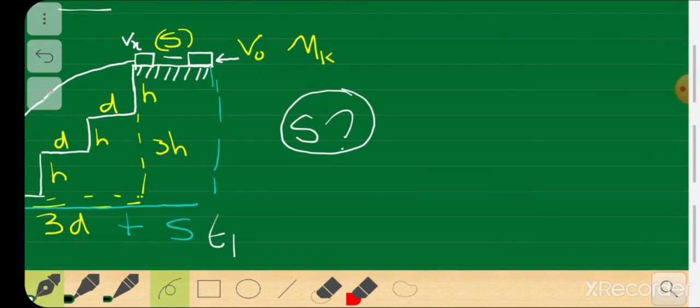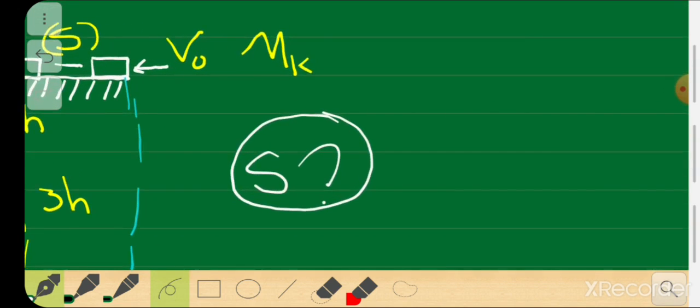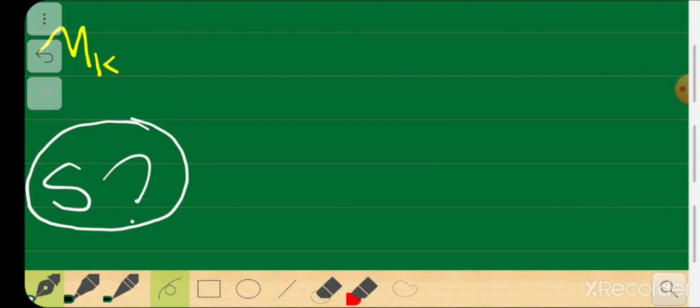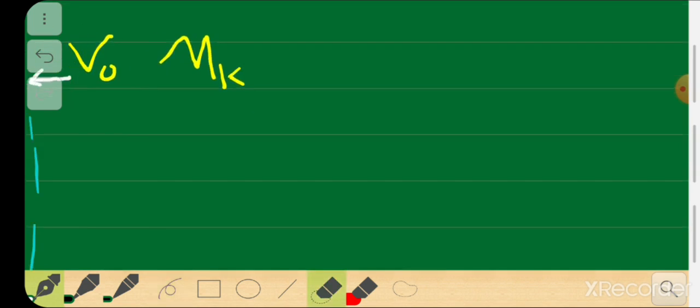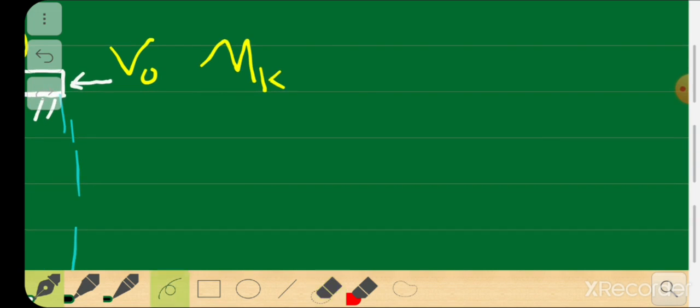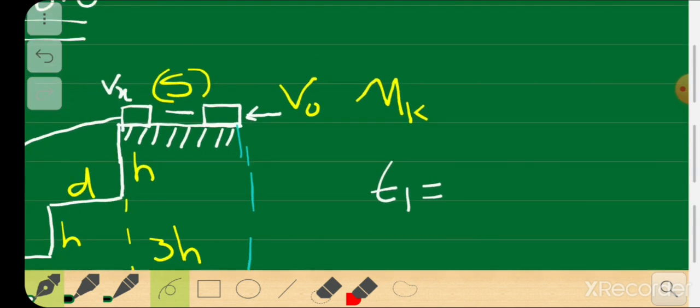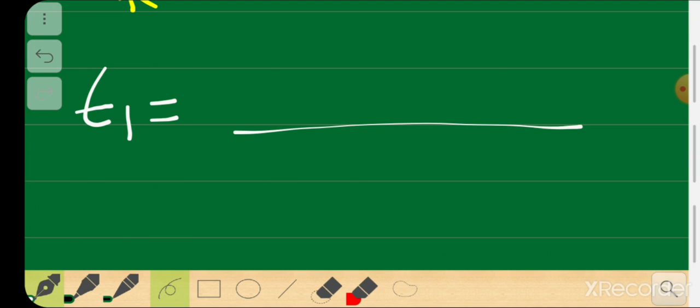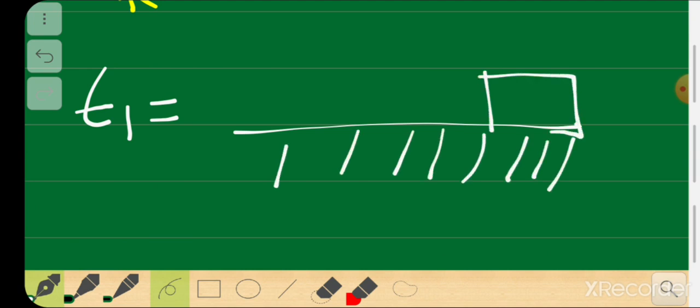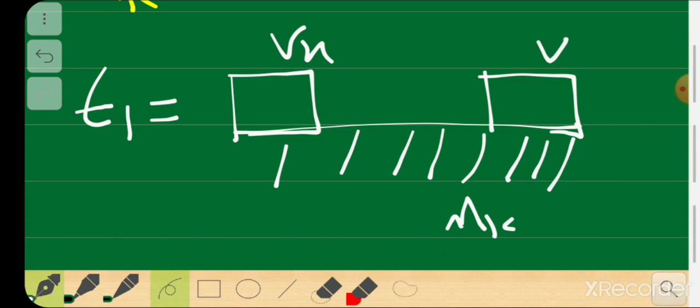Now what happens in t1? That's where I have to find s. So s is the point of concern here. In t1, the box is here. I'm going to redraw the box and the frictional surface with the mu k friction. The box will reach here with some velocity vx, starting with v0 here.